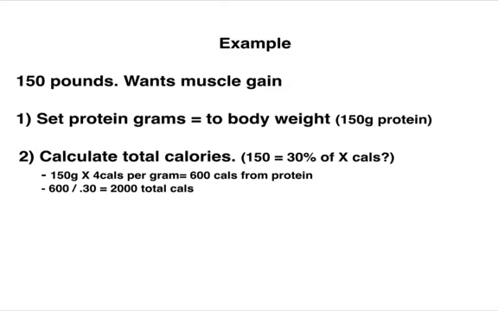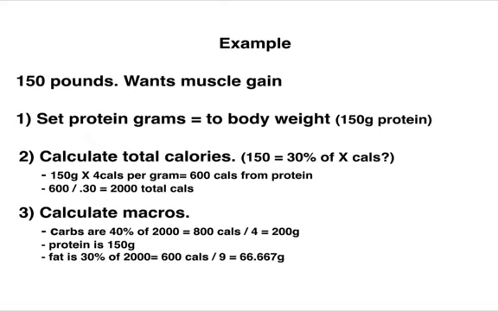Then we're going to calculate the total calories. 150 grams is 30% of how many calories? Because remember, when we're wanting muscle gain, we're setting the calories to 40% carb, 30% protein, and 30% fat. So now we're going to say 150 grams of protein is 30% of how many calories? Well, 150 grams times 4 calories per gram of protein equals 600 calories a day from protein. Then we're going to take 600 and cross multiply and divide that by 30%. And that gives us our total calories of 2,000 total calories for her.